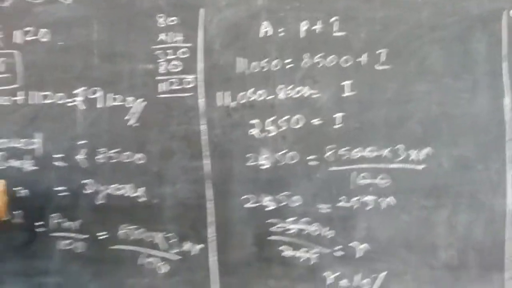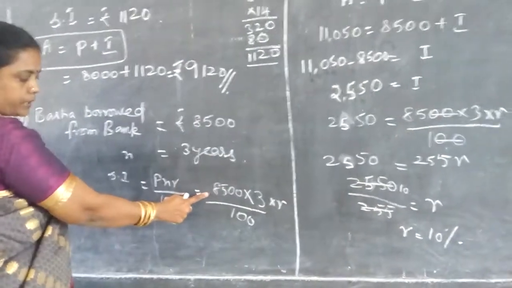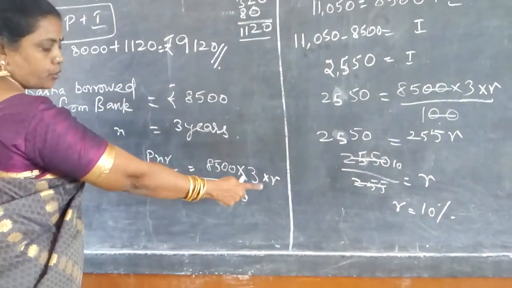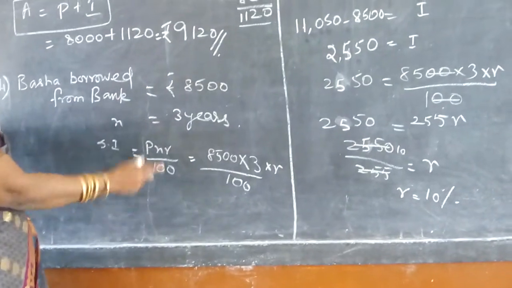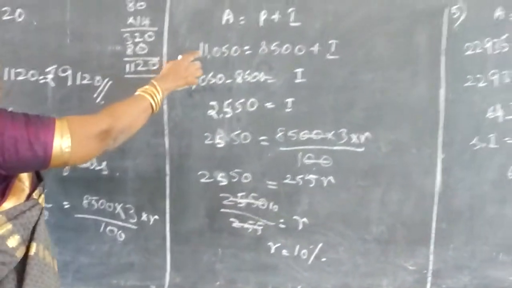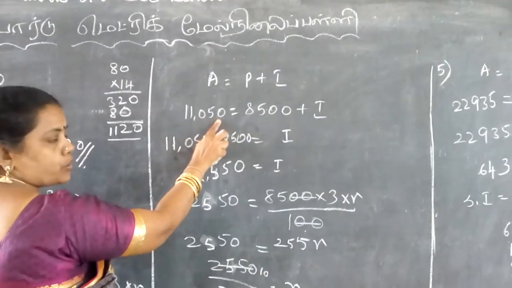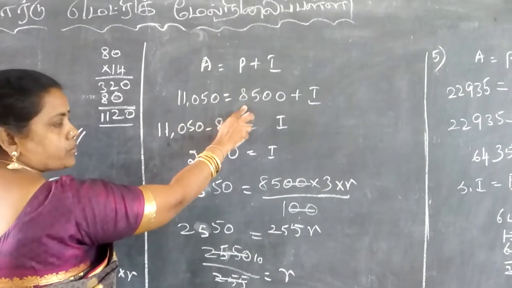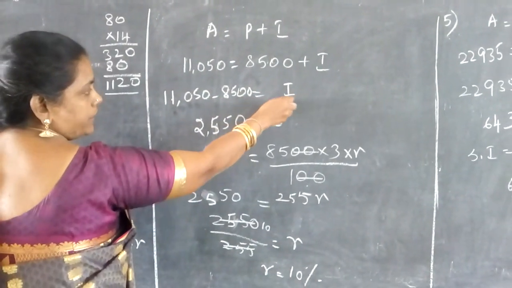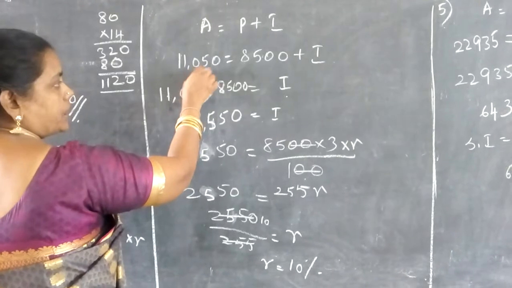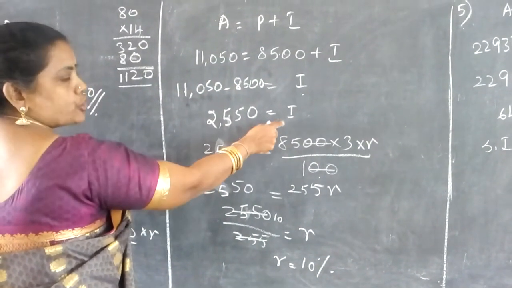First, whatever values I have, I can substitute in the simple interest formula. 8,500 is the principal, n is 3, R we don't know and have to find out. This is the simple interest. Now, amount is equal to principal plus interest. The amount is 11,050 and the principal is 8,500. If I subtract, because I am going to find the interest, 11,050 minus 8,500 gives 2,550, which is the interest.